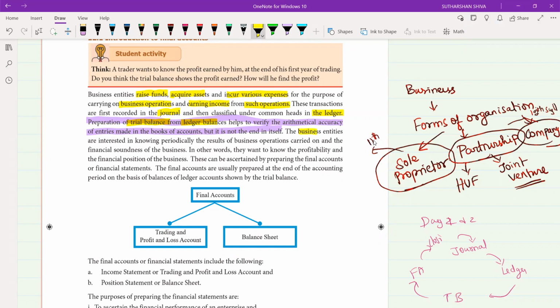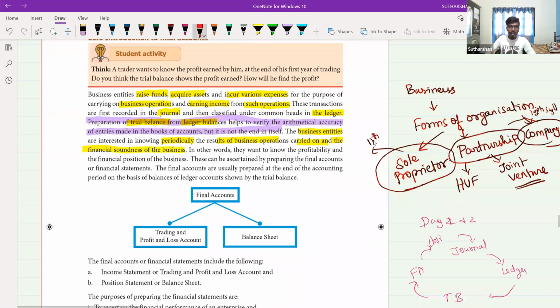Entities are interested in knowing periodically the results of business operations carried on and the financial soundness of the business. What is meant by periodically? Periodically may be quarterly, maybe half-yearly, maybe annually. Mostly these are the major periods for which they will prepare the financial statements. What is a quarter?